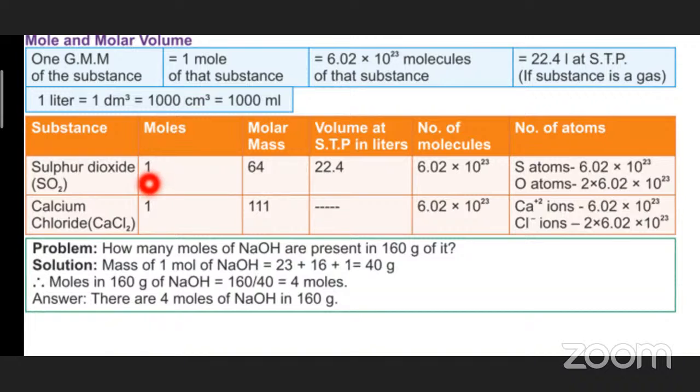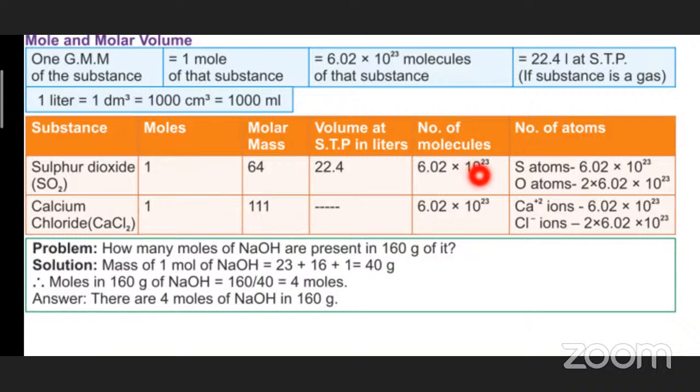And because it is 1 mole, it will have how many molecules? It will have molecules equal to the Avogadro's number. What is Avogadro's number? 6.02 into 10 to the power of 23. So this is Avogadro's number.